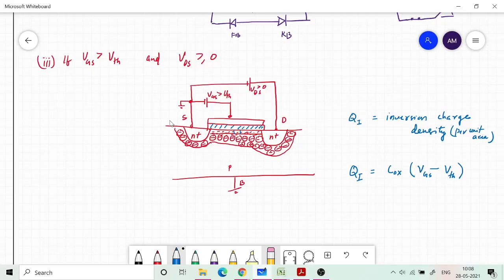And the capacitance is basically the oxide capacitance, and the voltage which will bring the charge is VGS minus VTH. So inversion charge is going to be equal to Cox into VGS minus VTH. Now if I consider a small strip here, of width some dx, to show it explicitly, I will mark it dx. So if I consider a small strip dx, then this is the inversion layer charge when your VDS is equal to 0.